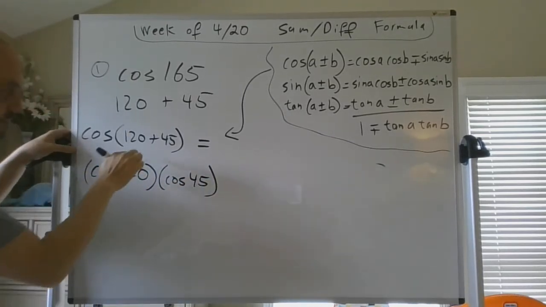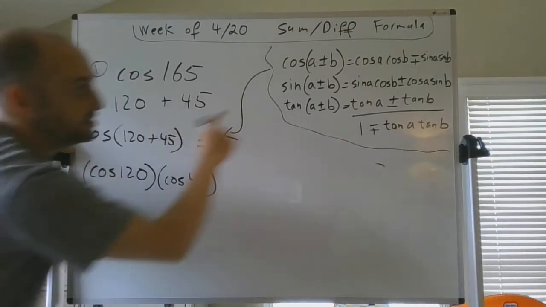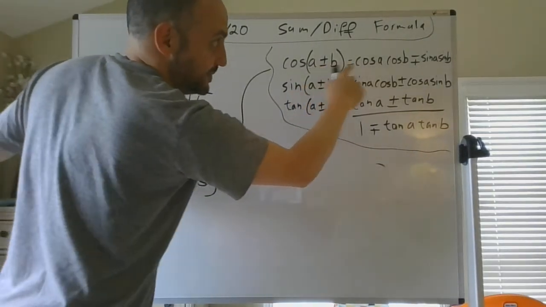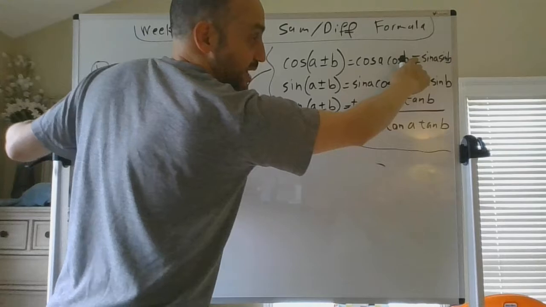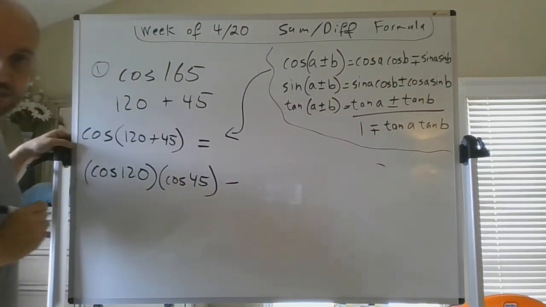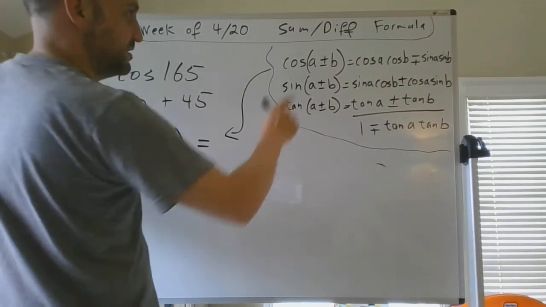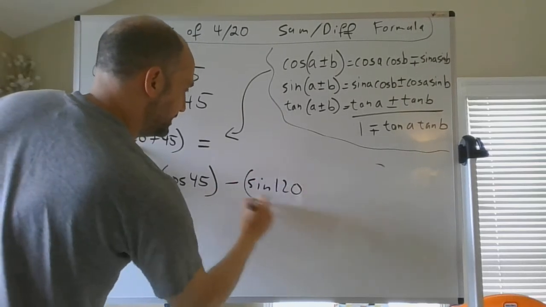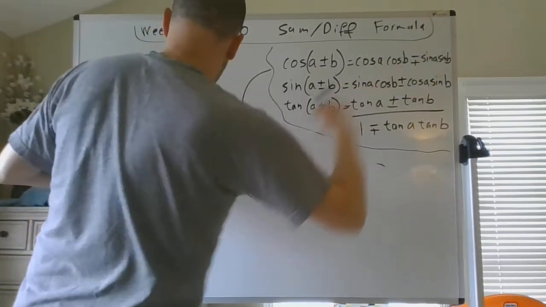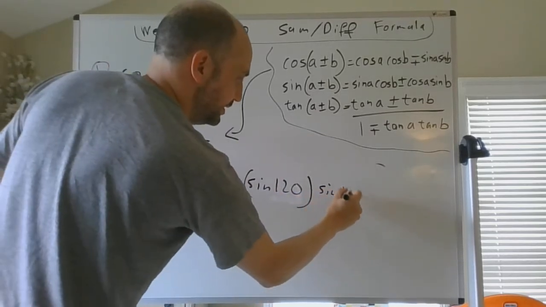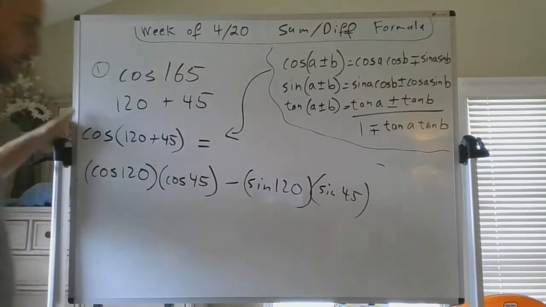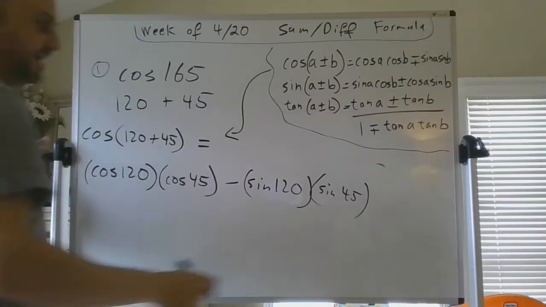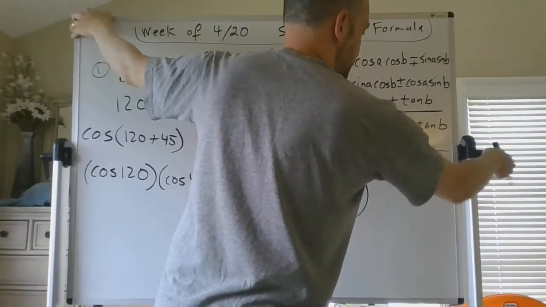Now, here's where it gets interesting. That's a plus. There's the plus on top. That means I have to do what's on top. The operation on top is a subtraction. That's why that has to be subtraction, okay? That's the part students get confused. Sine of A, so sine of 120 times sine of B, which is the sine of 45. Okay, and let's do this fast. We need 120 and we need 45. All right, let's go 120 first.